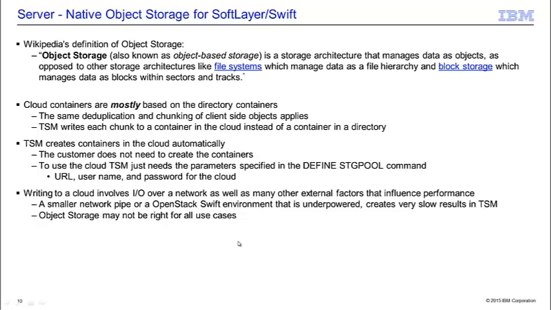One thing to consider if you're looking at using cloud storage pools is that there is a lot of I/O over the network, as well as other external factors that influence the performance. And so if you have a smaller network pipe or an OpenStack Swift environment that's kind of underpowered, this might create very slow results with a Spectrum Protect container storage pool. So in this case, this cloud container might not be your best bet for a storage pool.